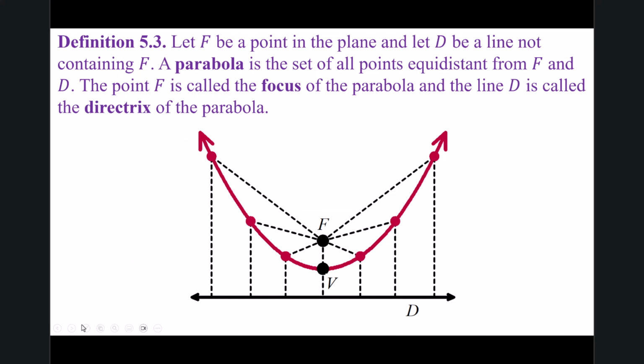Let F be a point in the plane, so here's F right here, and D be a line not containing F, so here's D right here. A parabola is the set of all points equidistant from F and D. The point F we call the focus, and the line D we call the directrix. So all the points on our parabola are the same distance from the focus as they are from the directrix. So if I look at this point, it is the same distance from the directrix as it is from the focus. And that works for any point on the parabola.